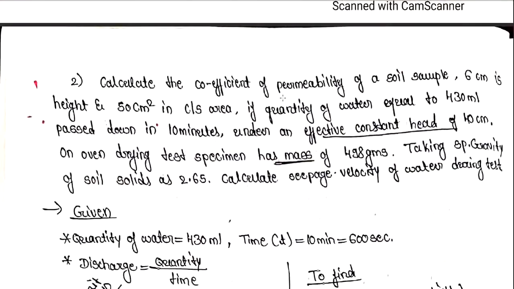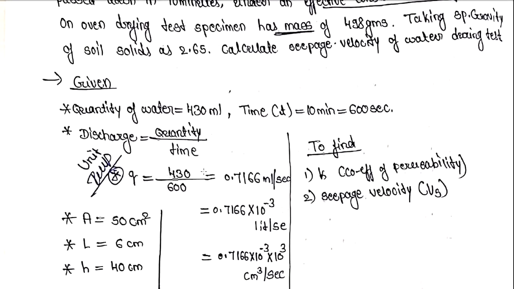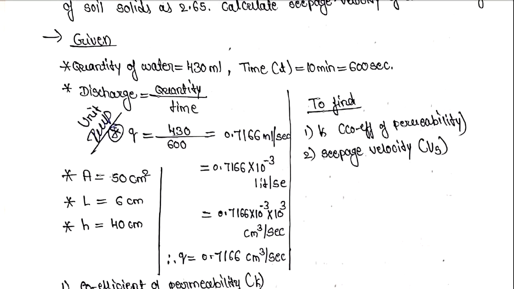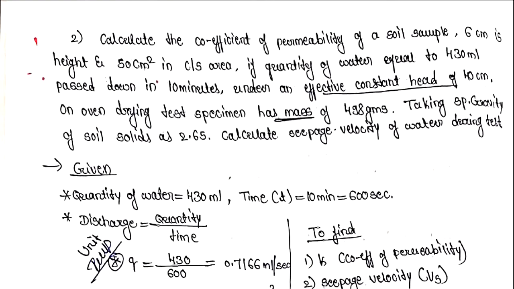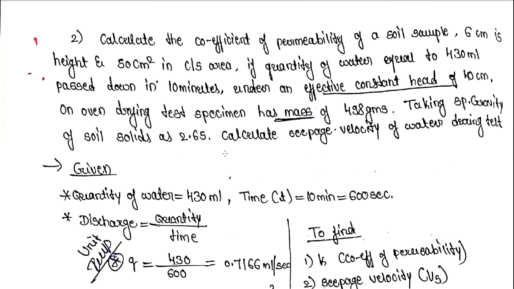So we'll move further. Given data, quantity of water, that is 430 ml, time taken, that is 10 minutes, that is 600 seconds. Discharge is equal to 430 divided by 600, that is 0.7166 ml per second is the discharge. Okay, unit is very important, ml per second. Next, cross sectional area of soil is given as 50 centimeter square. Here again, length of sample they have given as 6 centimeter. That h, you can see over here, what they have given as h under the constant head.